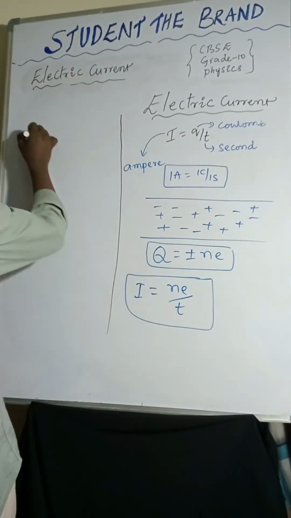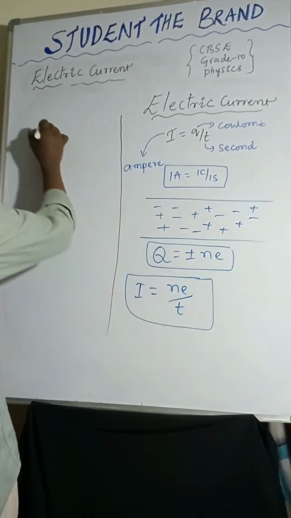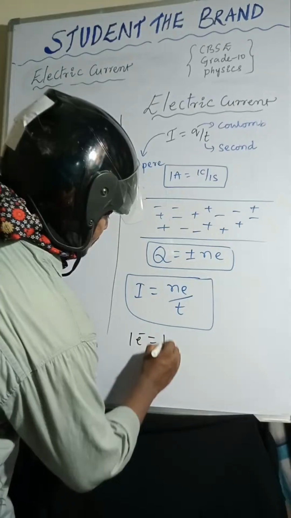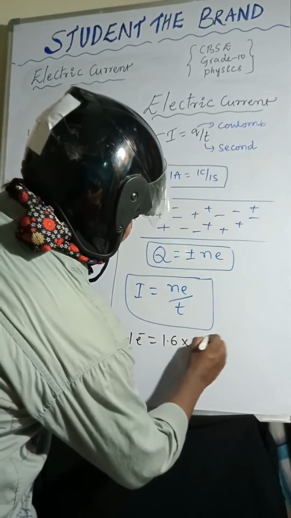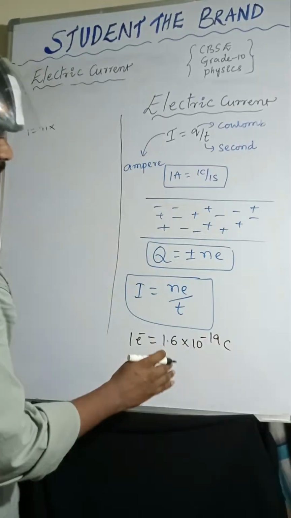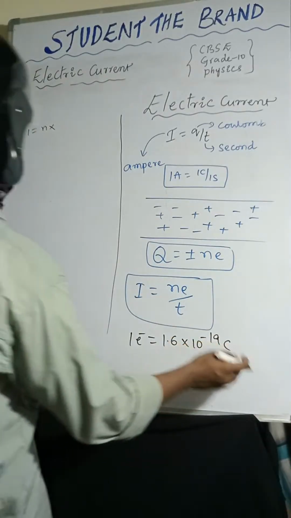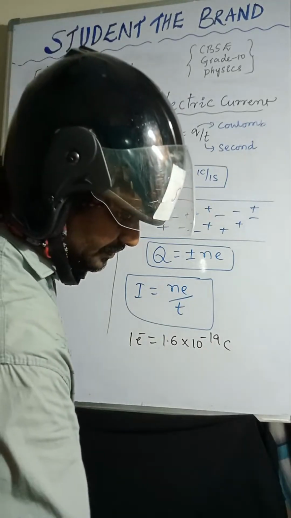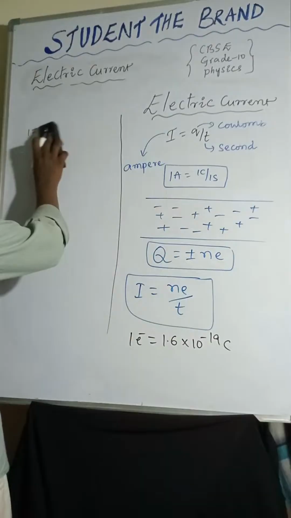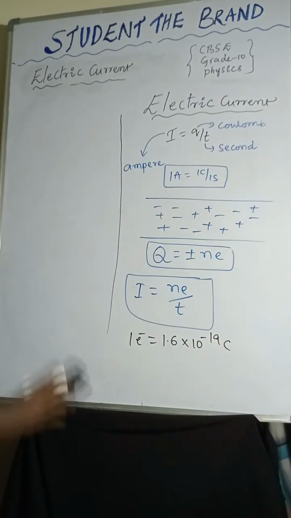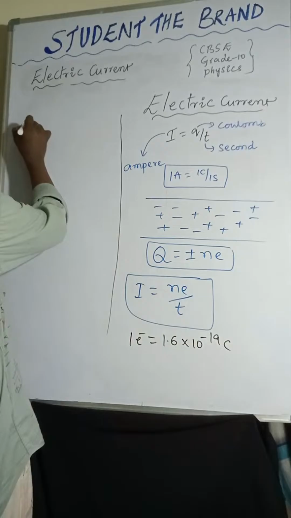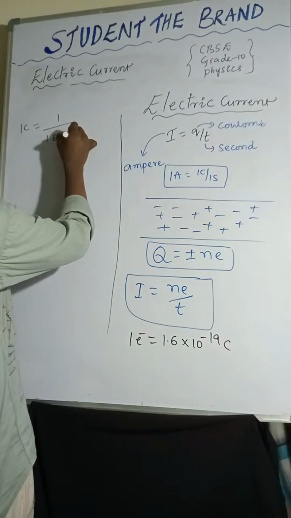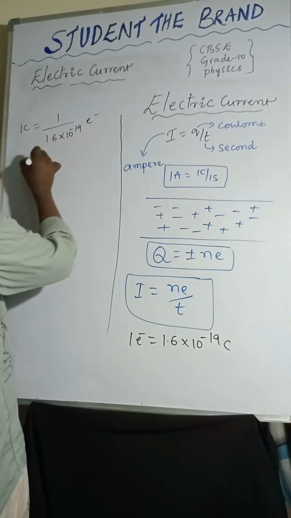Okay, 1 ampere is the one I'm taking. On one electron there is 1.6 into 10 power minus 19 coulomb. In 1 coulomb, how many electrons are present? We'll discuss now. In 1 coulomb, if you take 1 by 1.6 into 10 power minus 19, that is the number of electrons.